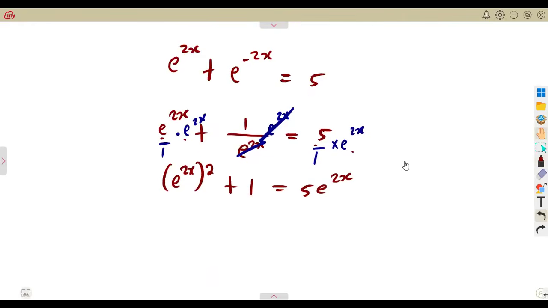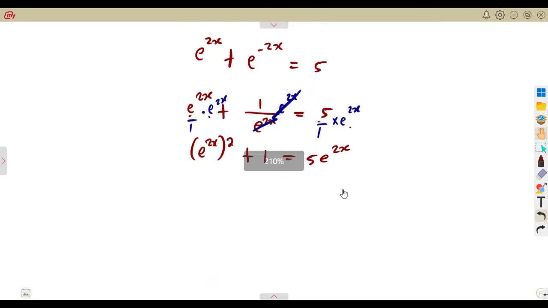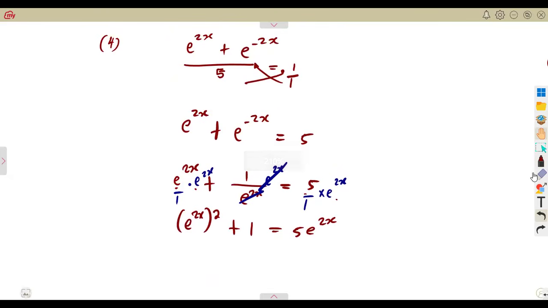So like I said, these are just disguised quadratic equations. As you can see, this is a quadratic. The highest exponent there is 2. It's just like you're given x squared plus 1 is equal to 5x. You take this to the other side and formulate your normal quadratic equation, ax squared plus bx plus c is equal to 0.